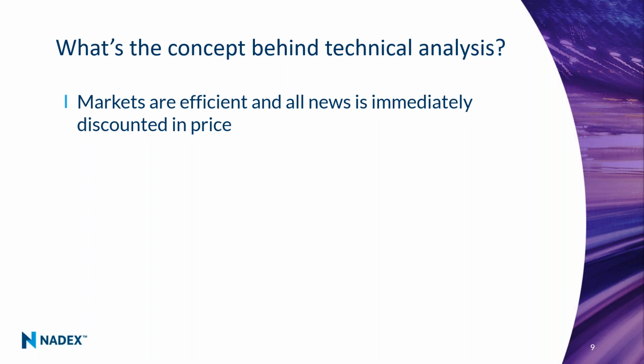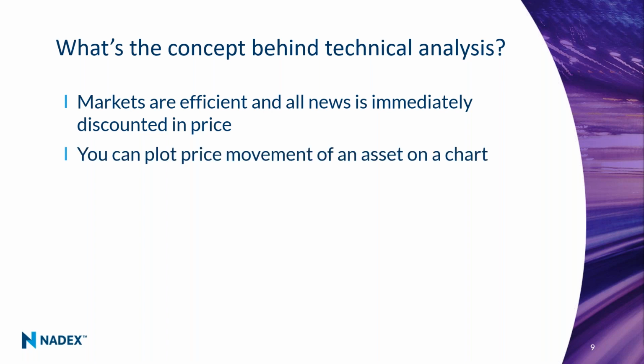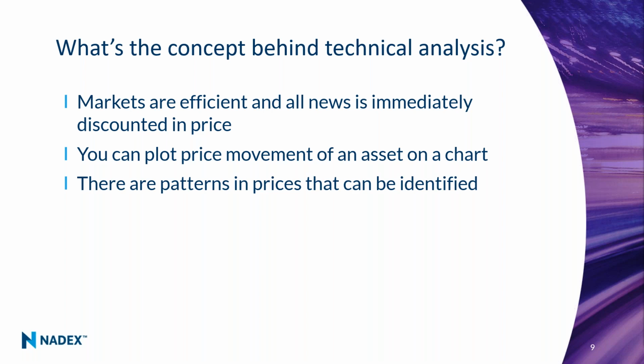So if everything is efficient at that moment in time and you've got a fair price in the market, then you can put that price on a chart. You could put a dot on a chart and say, at this time, this was the price of an asset. And then you can plot the price movement, whether the price is going up or going down, and you would tend to start to see patterns in the chart that would be identifiable.